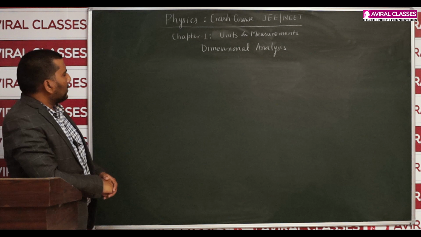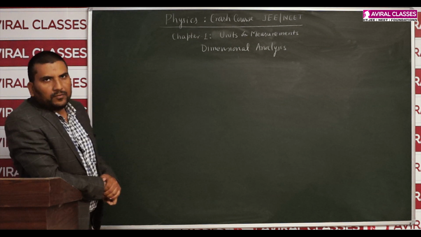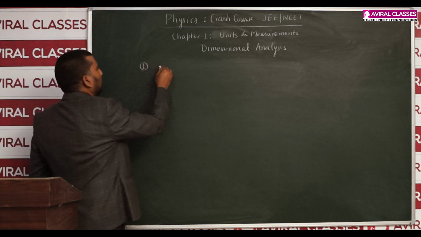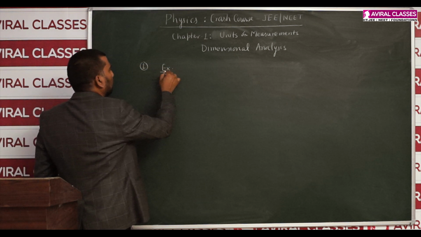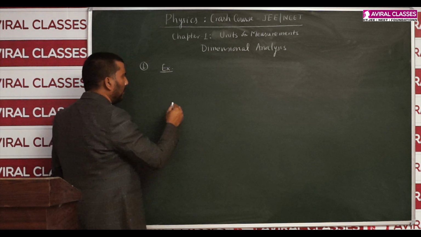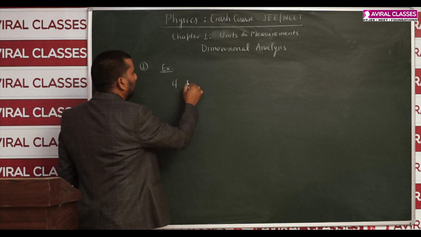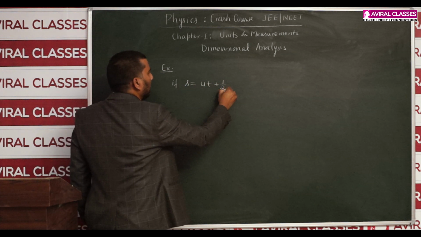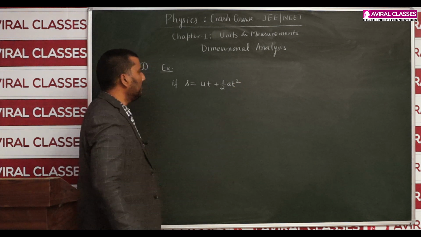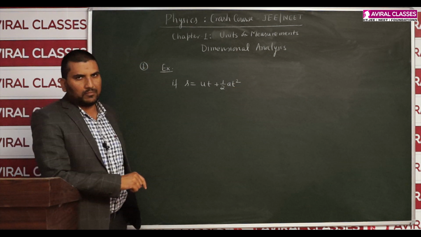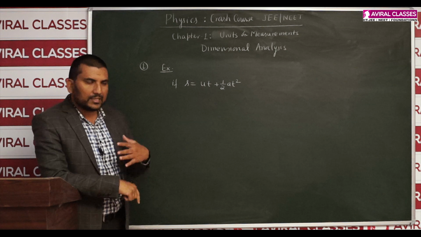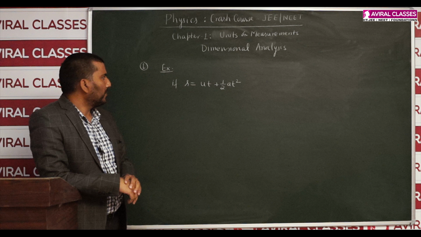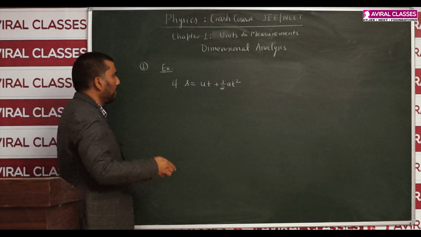First, to check the correctness of any formula. For first, I will consider a few examples. If S is equal to ut plus half at square is given, now we have to check whether it is correct or wrong. As you all know, this one is correct, but I still have taken this example just to ensure yourself how to check it. And you know its result also.